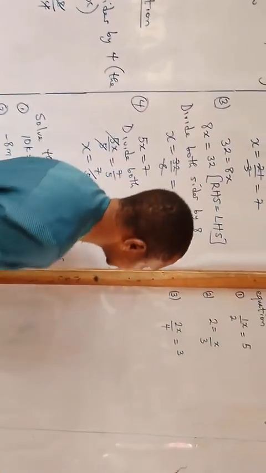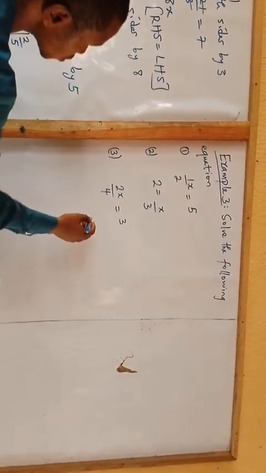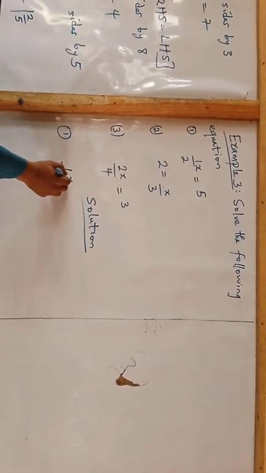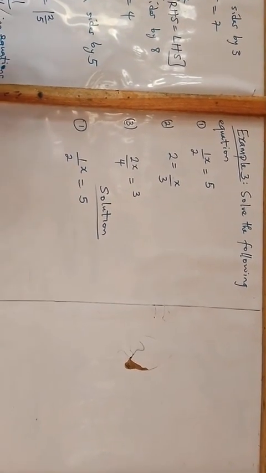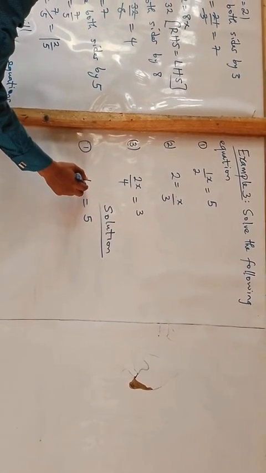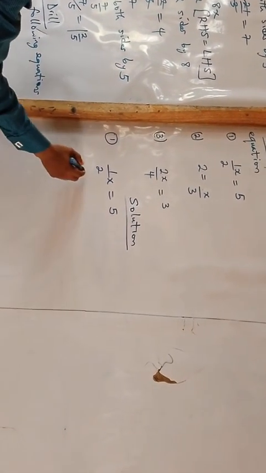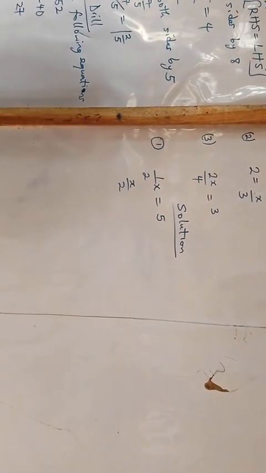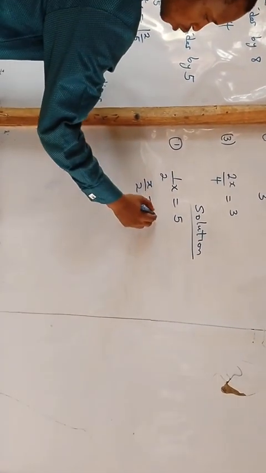Then let's solve this example 3. Remember, we've solved questions on example 2. Solve the following equations. In number 1, we have 1 over 2 x is equal to 5. I want you to know that there is nothing called 1x in mathematics. This one is invisible, but we have 1 over 2 x, which is also equivalent to x over 2, because by the time you multiply 1 times x, it will be x. The coefficient of x here is 1, so do not be confused. So x over 2 is equal to 5.